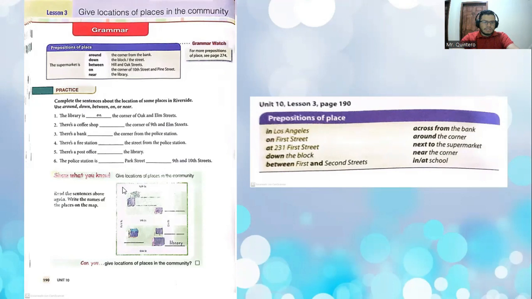Give locations of places in the community. Read the sentences above again. Write the names of the places on the map. Go checking one by one according to this information, yeah? Can you give locations of places in the community? Using them, you are able to use the prepositions of place to give locations.